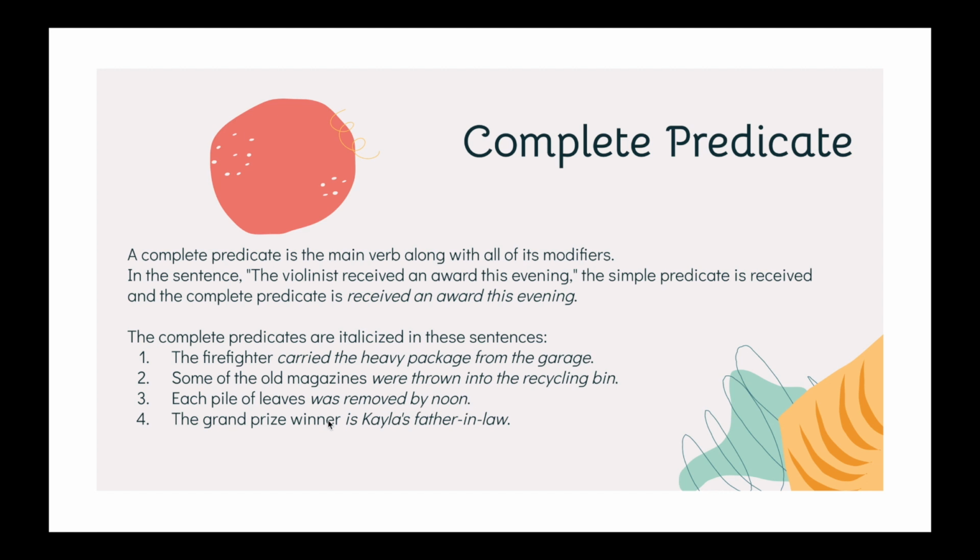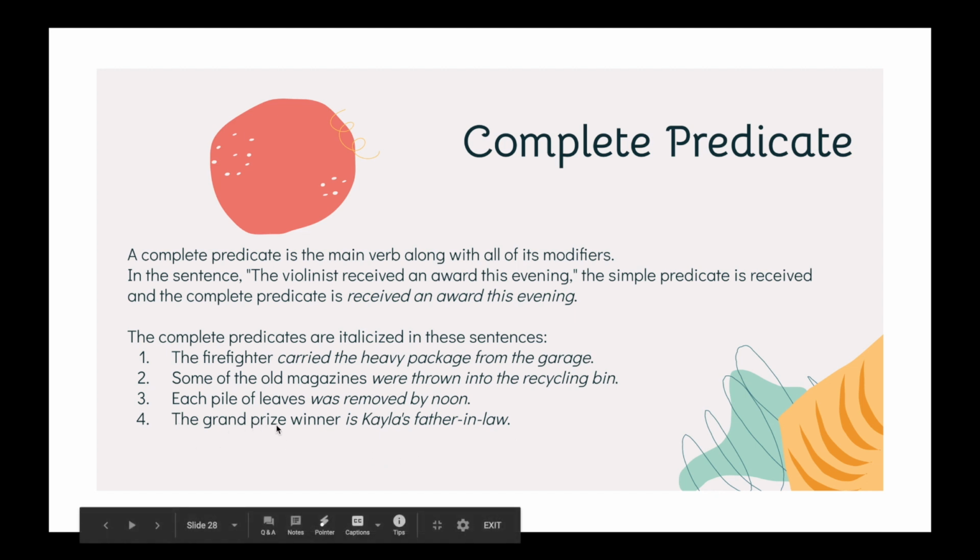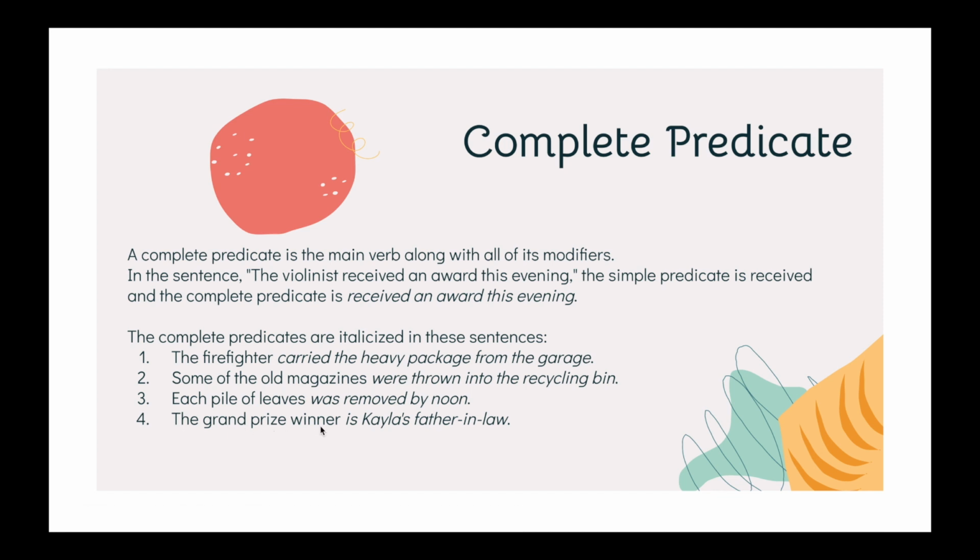And then, the grand prize winner is Kayla's father-in-law. Right, yeah, this is the simple subject. This is the complete subject, the grand prize winner, and the simple subject is winner. The complete predicate is is Kayla's father-in-law, and the simple predicate is the word is over here.